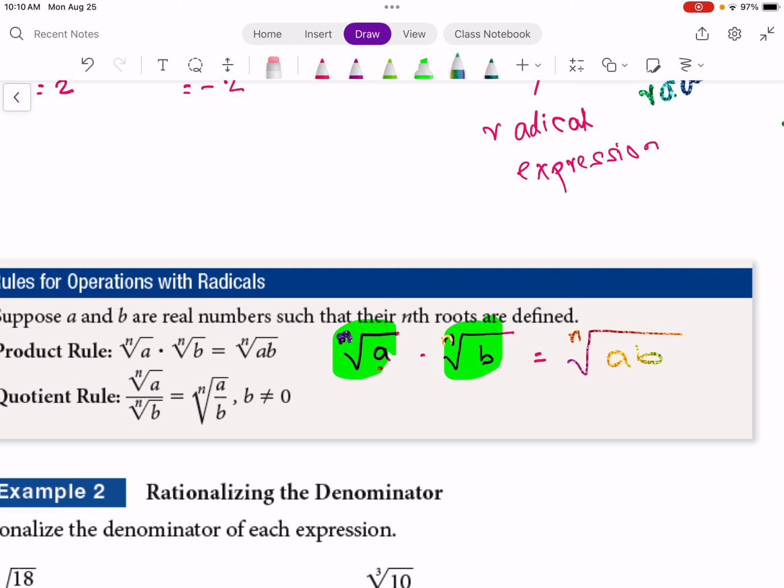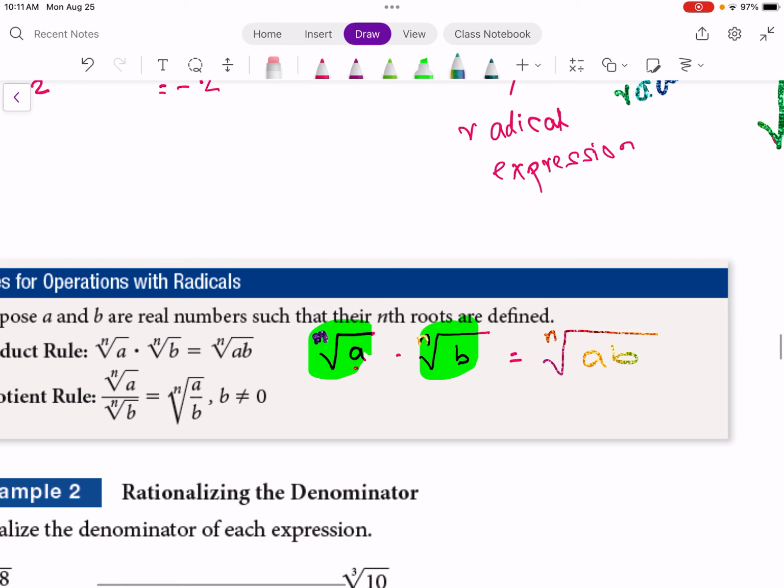You can't multiply just any radical expressions. To multiply radical expressions, the index has to be the same. And if the index is the same, then to multiply, you multiply the radicands only.